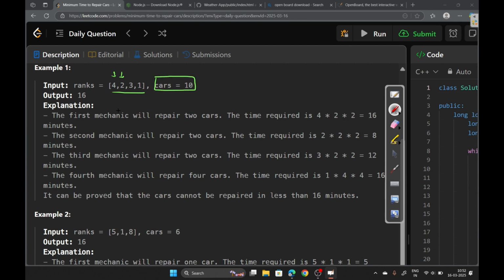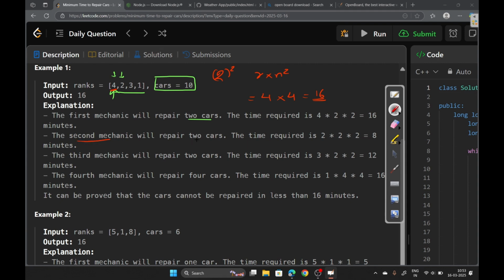The first mechanic will repair 2 cars. Let us assume that the first mechanic is given 2 cars to be repaired. Then what was the time taken for that mechanic to repair the cars? It was R cross n square. Now R is 4 and 2 cars are given to him, so 2 squared, which is equal to 4. So a total of 16 minutes will be required for this mechanic to repair the cars.